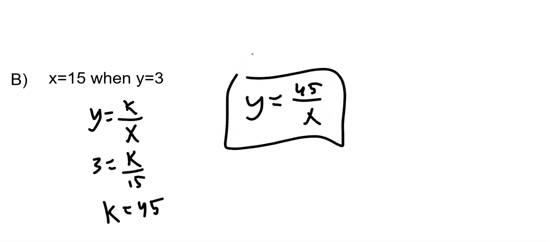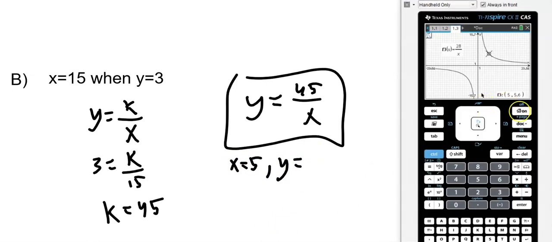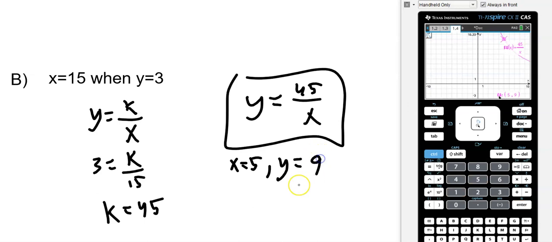At that point, it says, when x equals 5, what is y equal to? So at that point, you can either graph it in your calculator, 45 divided by x, trace it, menu 5, 1, type in 5, and since the y value is 9, you get it. Or you could just literally plug in 45 divided by 5 is 9, and you get it that way.